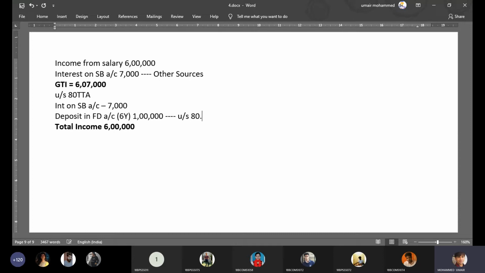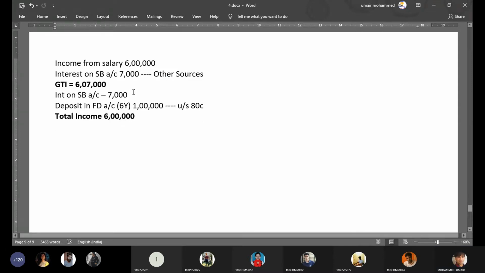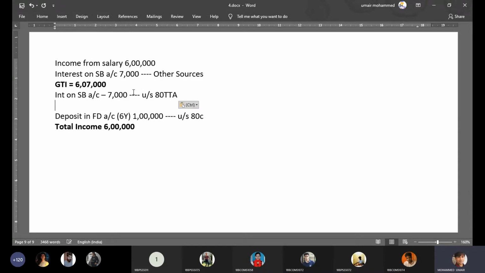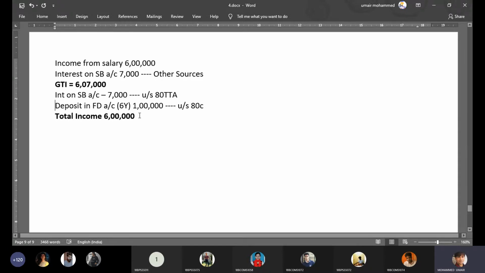Fixed amount deposited in FDs with a lock-in period of at least 5 years gets qualified for a deduction under section 80C. Now, after applying these two deductions, what has happened is my total income comes to 5 lakh. Now, am I eligible for rebate under section 87A? The answer is yes, because my income is up to 5 lakhs. So I am eligible under section 87A.